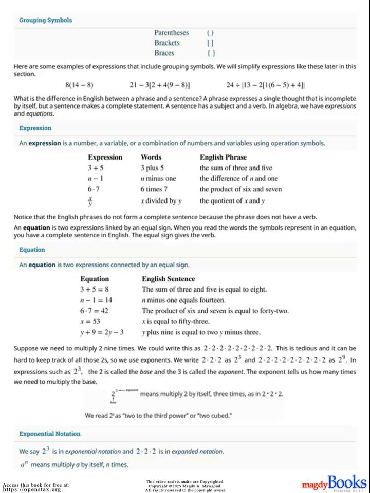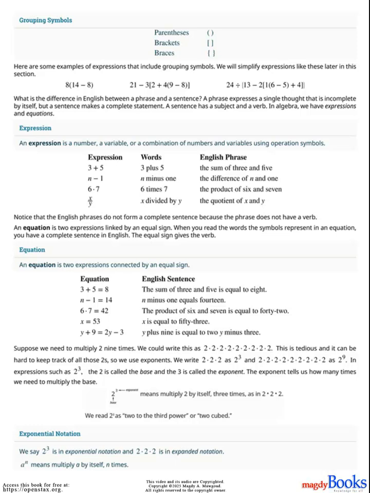In expressions such as 2 cubed, the 2 is called the base, and the 3 is called the exponent. The exponent tells us how many times we need to multiply the base. 2 to the 3rd power means multiply 2 by itself 3 times, as in 2 dot 2 dot 2. We read 2 to the 3rd power as 2 to the 3rd power or 2 cubed.